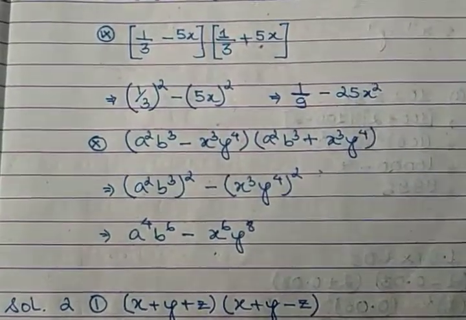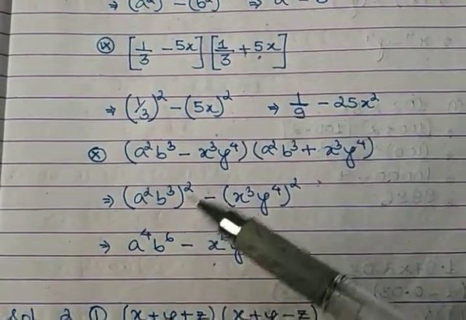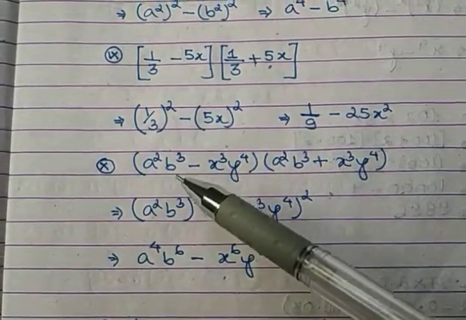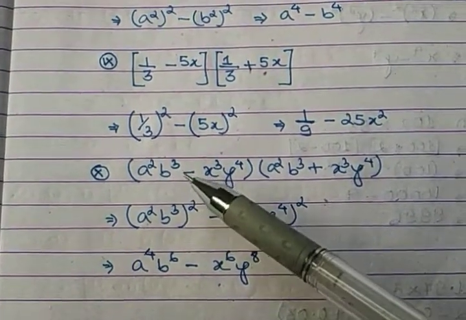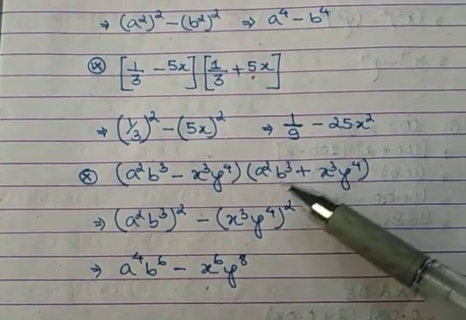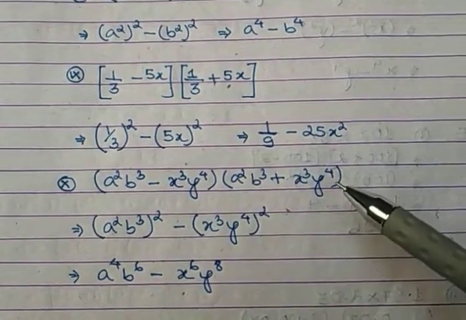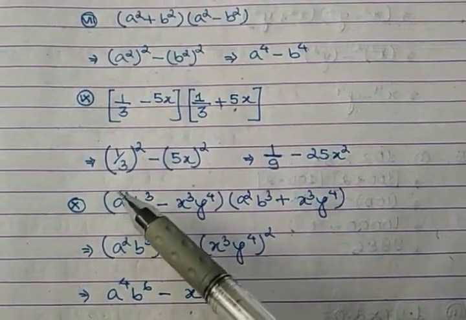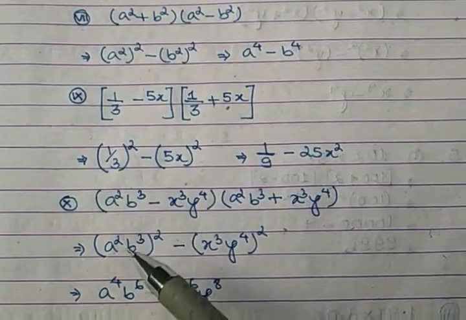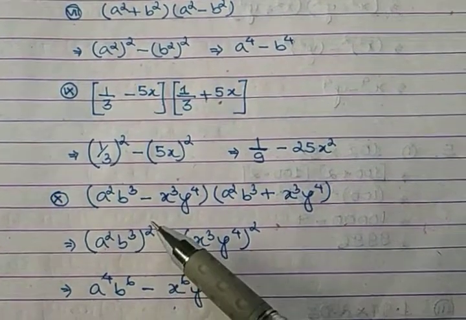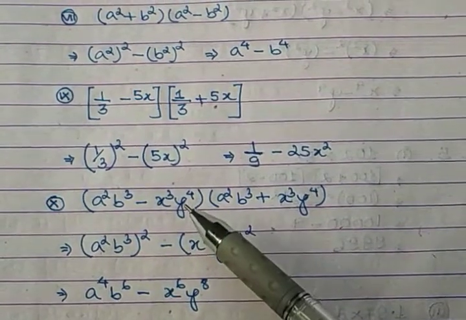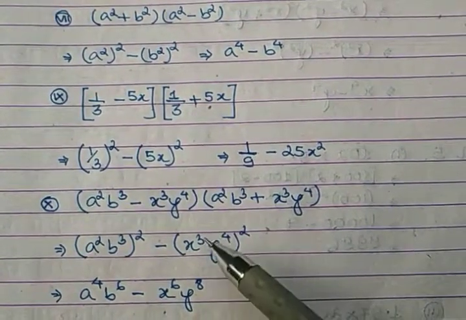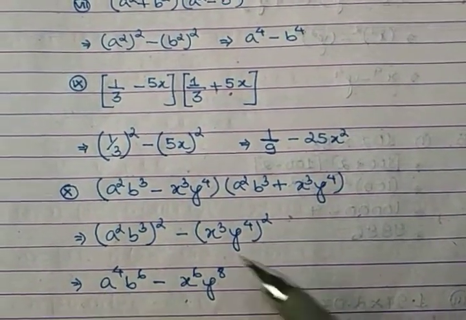Similarly, all the questions are for the same identity, where the terms are same with just a minus and plus. Here we have (a square b cube) and (x cube y to the power 4). Again, a square minus b square. In the term of a, we have a square b cube. So (a square b cube) whole square minus, in place of b, (x cube y to the power 4) whole square.